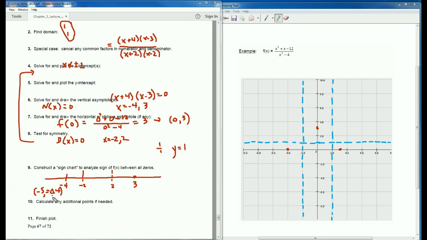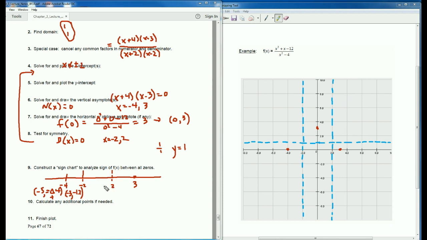Okay, so in other words, it's positive. So everywhere over here to the left of -4, the function is going to be positive. In between -4 and -2, the obvious choice is to pick a test number of -3. If I plug in x equals -3, I get out a y value of about -1.2. So that means everywhere in that interval it's going to be negative.